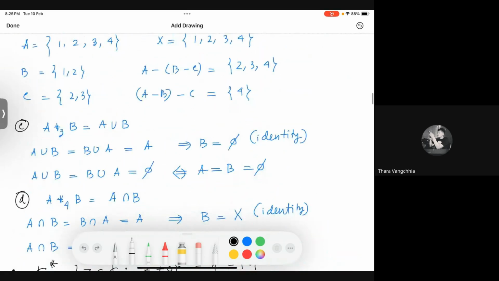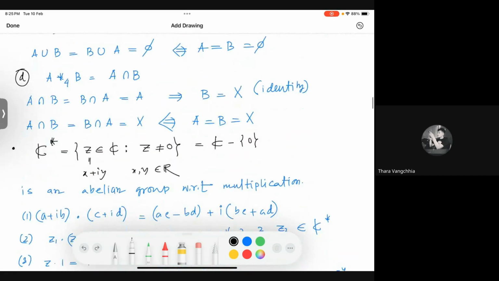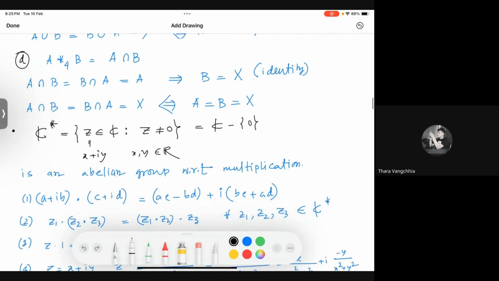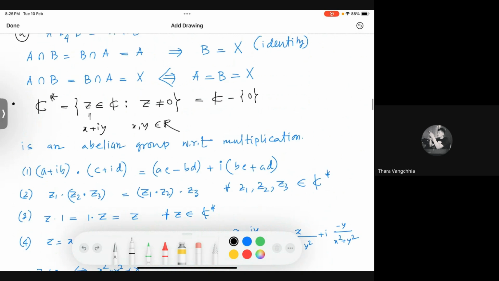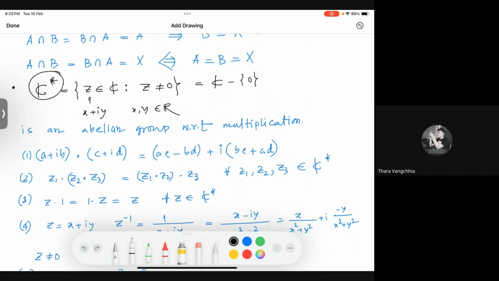So there is the logic. After the lecture, if you face some problem, then in the next lecture, ask me. So the power set of X with respect to symmetric difference is also an abelian group. Till now, we have lots of examples of abelian groups. Now see C star comma dot. This is also an abelian group.